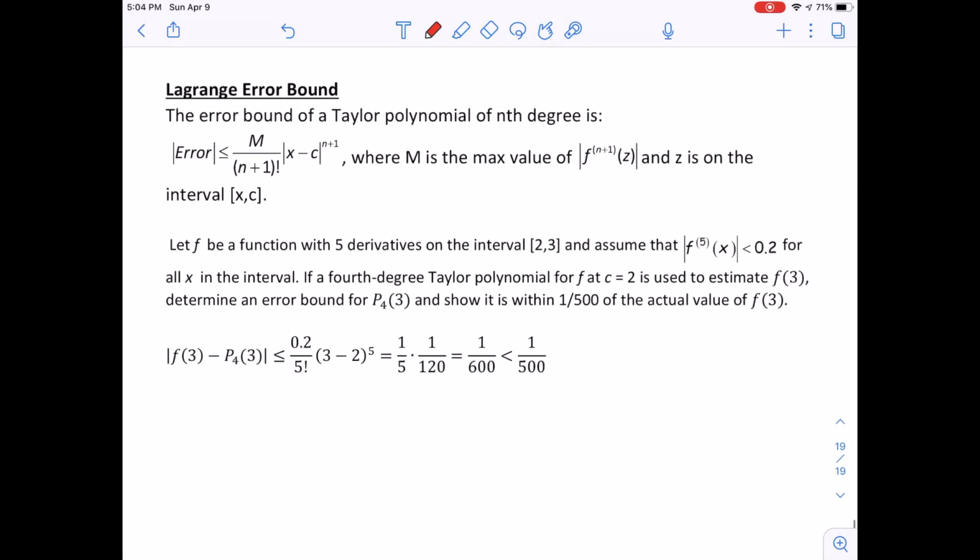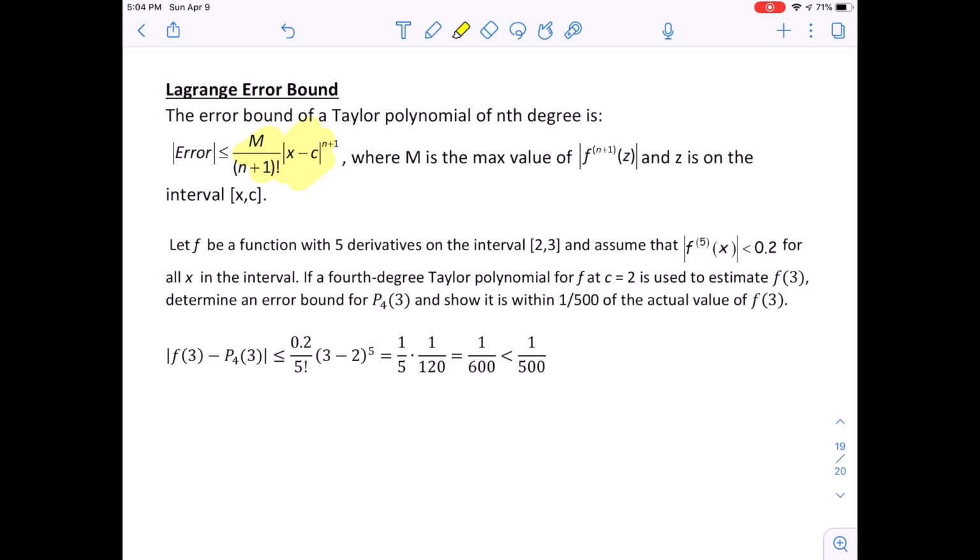The other error bound you're going to have to know is the Lagrange error bound. Now that one's a little trickier. It has this formula right here, where if we're going to use an nth degree Taylor polynomial, the maximum error, or the error bound, is going to end up being the maximum value of the n plus 1 derivative on the interval between where you're approximating and the center of convergence, divided by n plus 1 factorial, times the difference between where you're approximating and the center of convergence to the n plus 1 power.